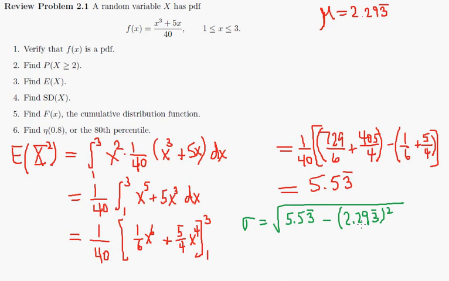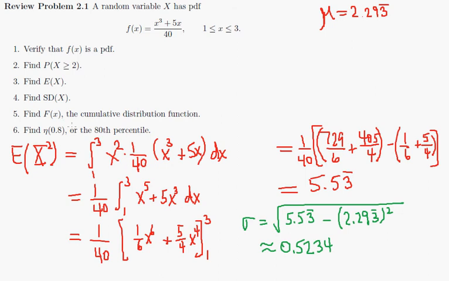The thing under the square root must be positive, or at least not negative. If the thing under the square root is negative, then something went wrong. Okay, so finally we plug into the calculator, and we get that the standard deviation is 0.5234, rounded off to 4 decimal places. So that is the standard deviation of x.